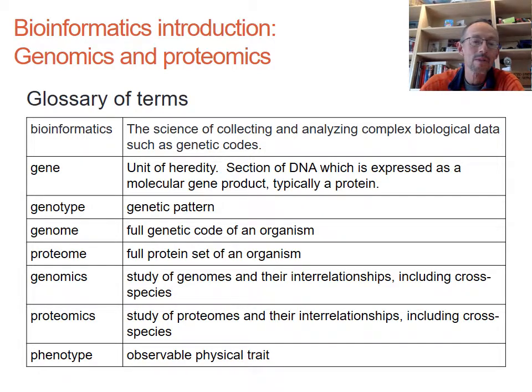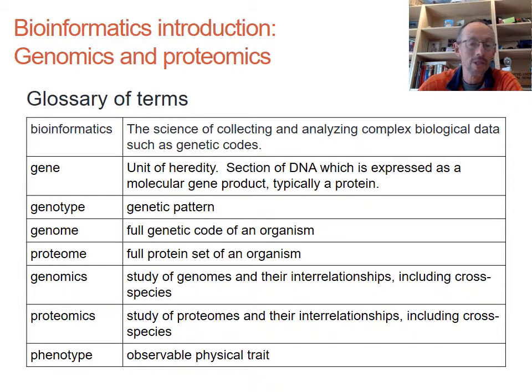A gene is a unit of heredity, and this word certainly predates the word bioinformatics. Normally it will mean a section of DNA which is expressed as a molecular gene product, typically a protein, although there are other definitions which I invite you to investigate. A genotype is a genetic pattern. A genome refers to the full genetic code of an organism. Proteome, the full protein set of an organism, which we know is closely related to the genome through the central dogma.